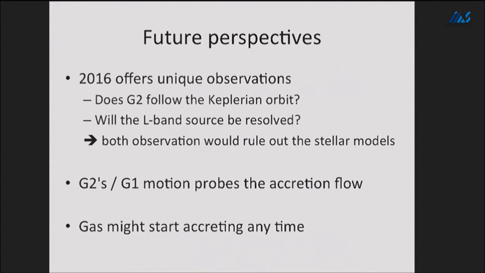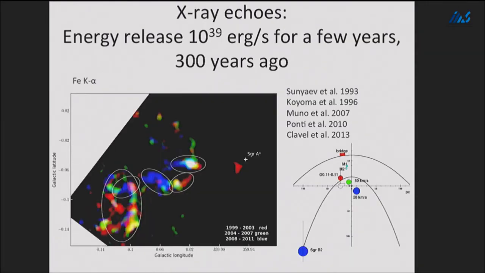So both observations probably would make it very hard for stellar models to survive if one of these observations were true. In general, of course, the G2 and G1 motion probe the accretion flow. So I think that's something nobody has actually used so far to know what the conclusion is for the accretion flow. And of course, gas at any time still might accrete onto such a star, and that would still be significant. I just remind you that, of course, we know that the black hole from time to time got more food. Here, these X-ray echo observations with XMM and Chandra, Mike Muno, Gabriele Ponti, Micah Clavel, and so on.